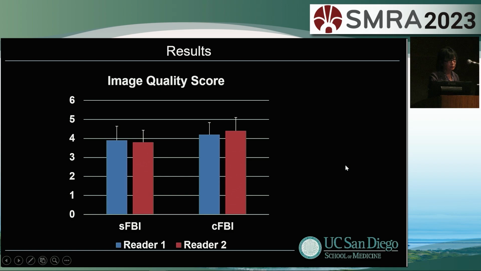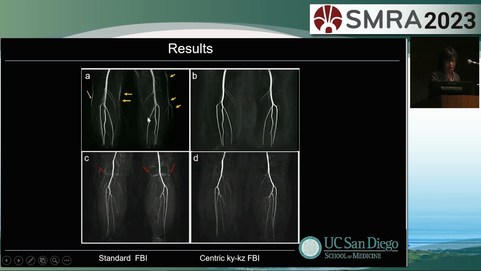And the two techniques were acquired with the standard as well as the centric KYKZ FBI. The score was a little bit better with the centric KYKZ. However, the scan time is about half. So this is an example. Here's the N/2 artifact in standard FBI, and compared to that, centric KYKZ does not show any N/2 artifact, and the motion artifact has been reduced. It could be because of the shorter scan time, maybe it's less sensitive to motion.